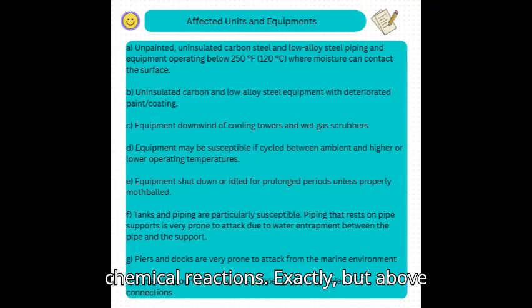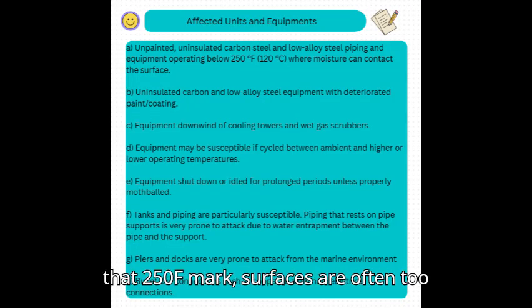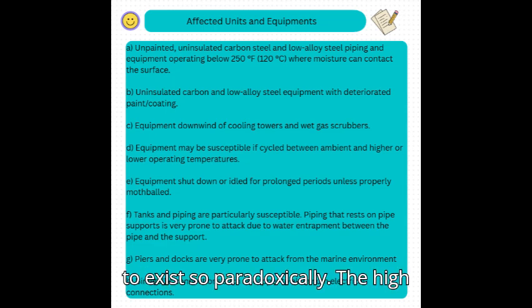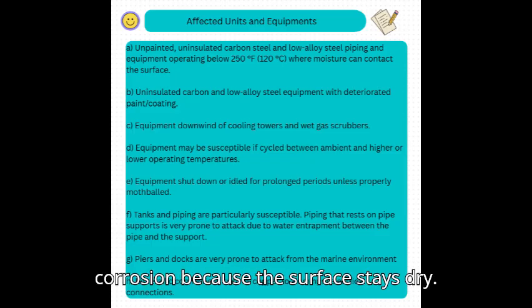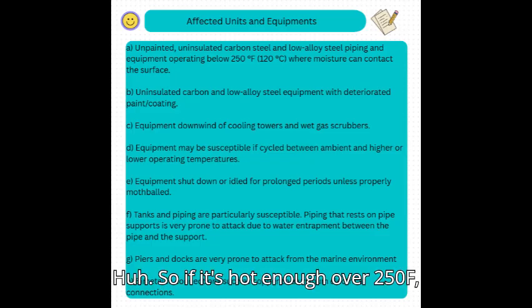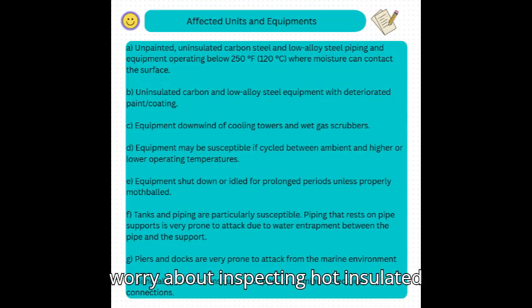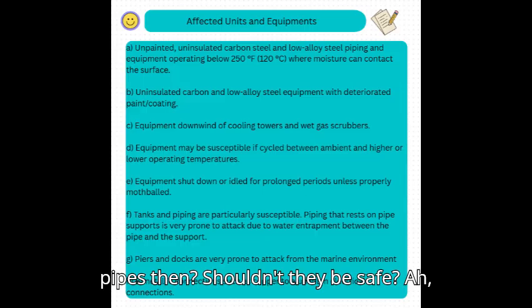Exactly. But above that 250 F mark, surfaces are often too hot for a stable film of water to exist. So paradoxically, the high temperature can actually prevent corrosion because the surface stays dry. Huh. So if it's hot enough, over 250 F, it's too dry to corrode. So why do we worry about inspecting hot insulated pipes then? Shouldn't they be safe? Ah, and that's the catch.